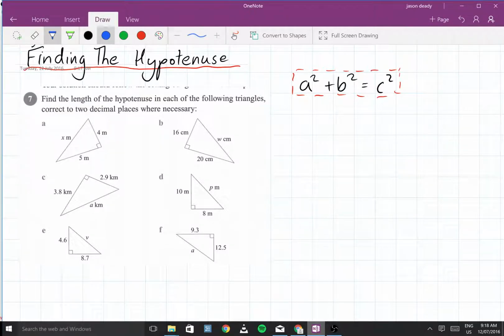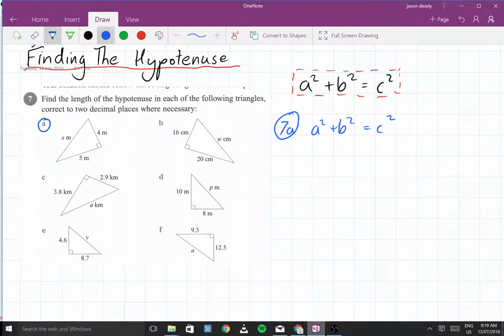In question A, we've got the triangle with x meters, 4 meters and 5 meters. My first step to work out 7a is to write out the formula a squared plus b squared equals c squared. That helps me remember it. Then I put the a and b squared into the formula.